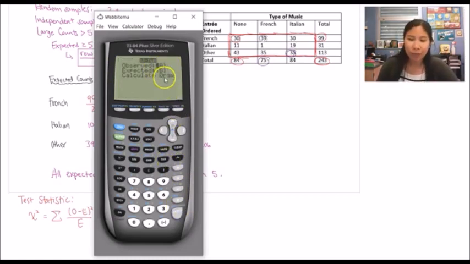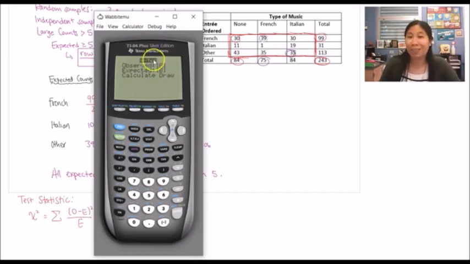When you click on it, you end up with this menu where it just asks you for observed, expected, and then you calculate or draw. So the place where you would actually need to put your data, the square bracket A actually stands for a matrix. A matrix is basically, if you want to think about it like a table, in our case, that's really all it is, but mathematically matrices is the plural form of matrix.